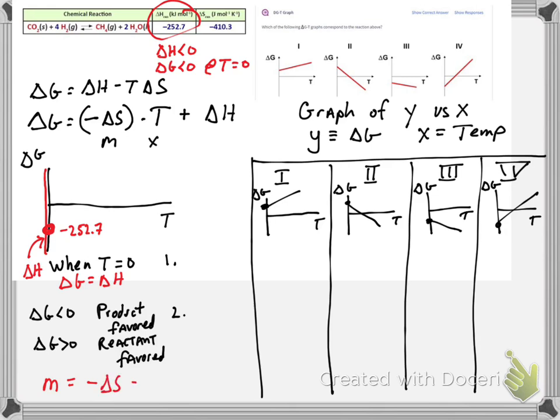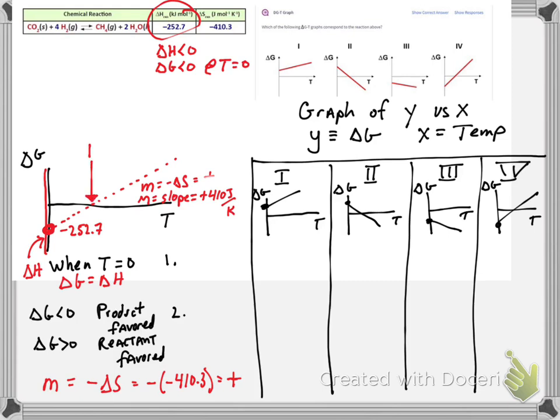The last item is the slope. The slope is equal to minus delta S. We see that our value of delta S is minus 410.3, so we take the negative of that and get positive 410.3. So we get a positive slope, because our entropy is negative, our slope is positive. And because we know its value, it is positive 410 joules per Kelvin.